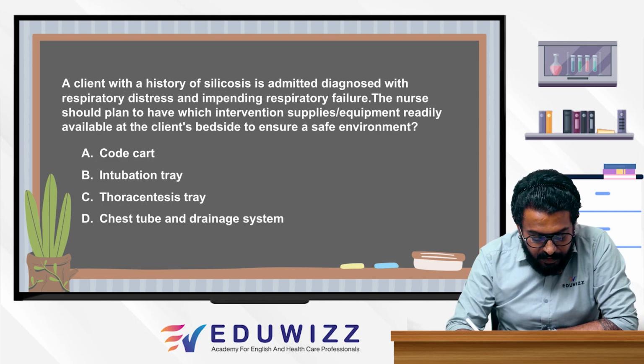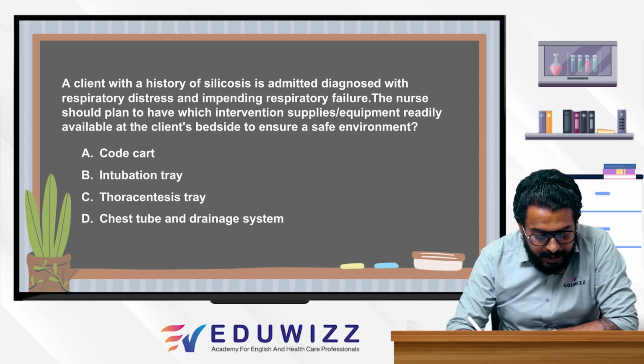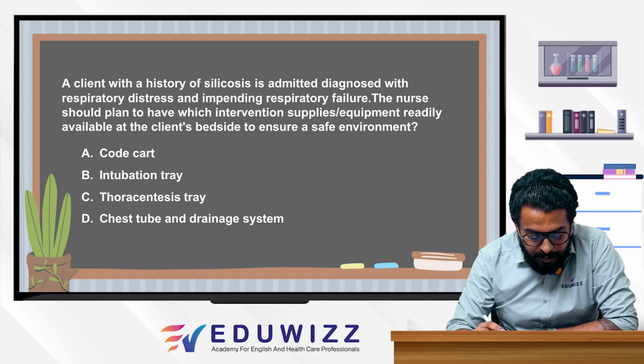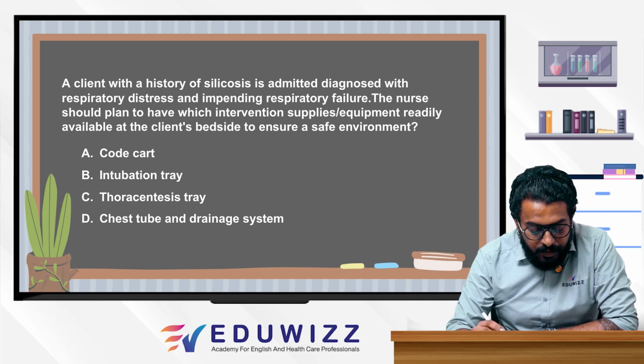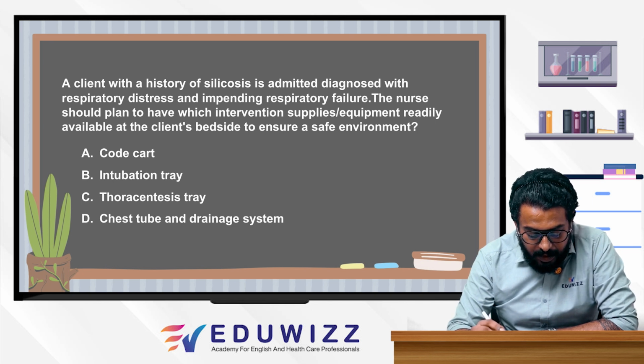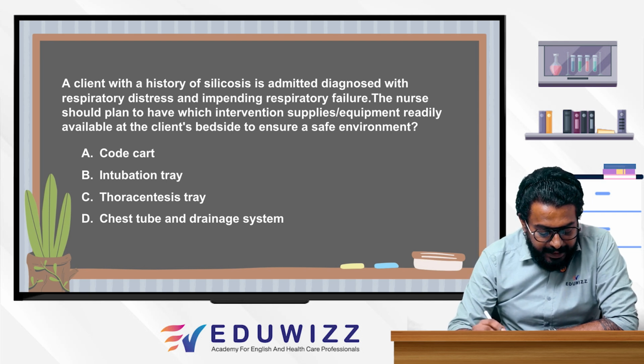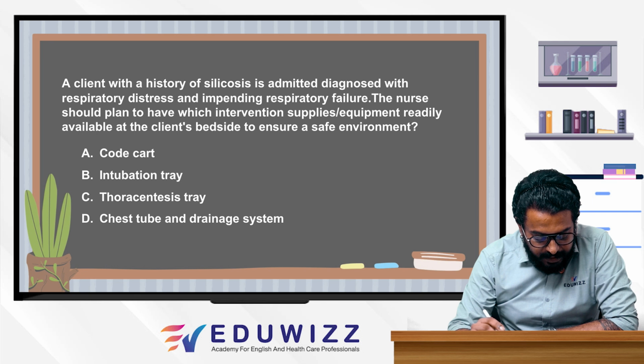A client with history of silicosis is admitted and diagnosed with respiratory distress and impending respiratory failure. The nurse should plan to have which intervention supplies or equipment readily available at the client's bedside to ensure a safe environment. A. Code card. B. Intubation tray. C. Thoracentesis tray. D. Chest tube and drainage system.